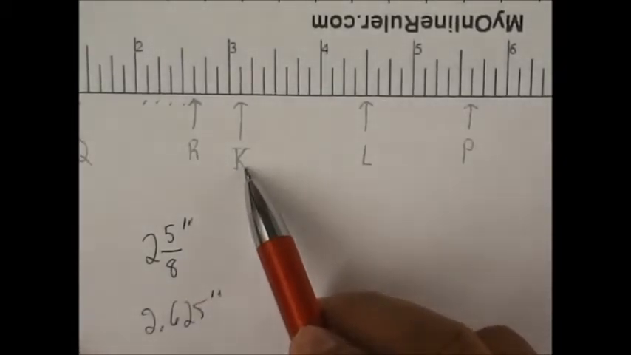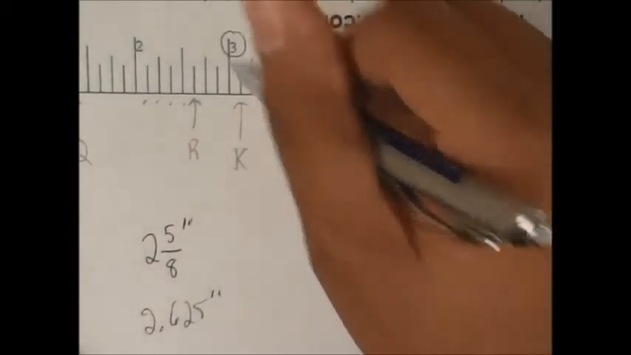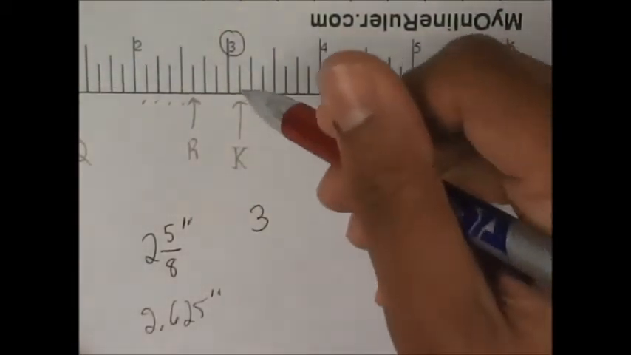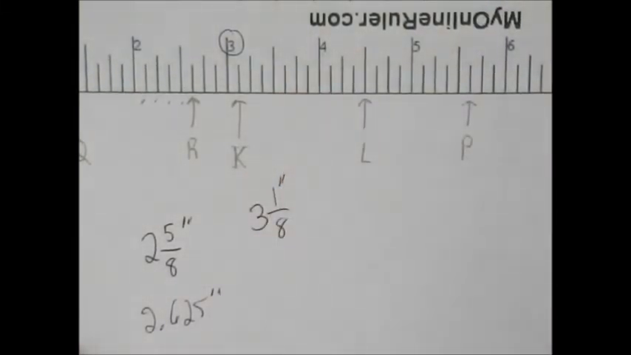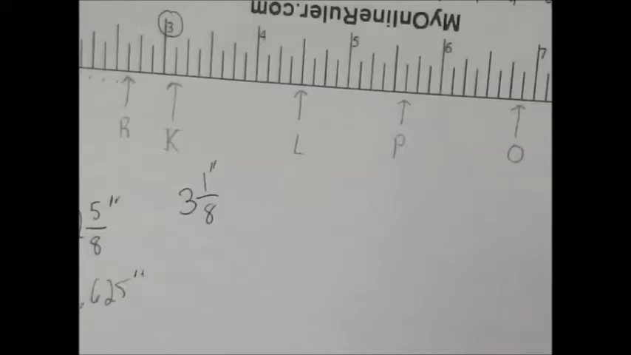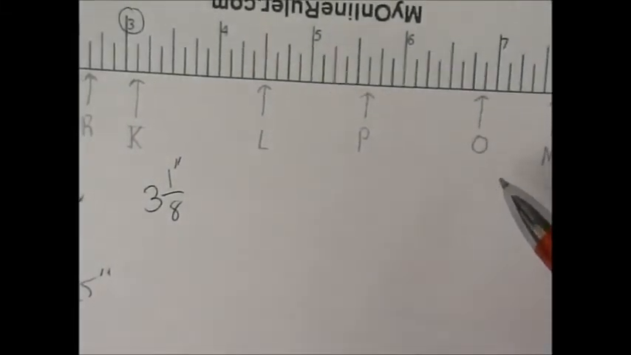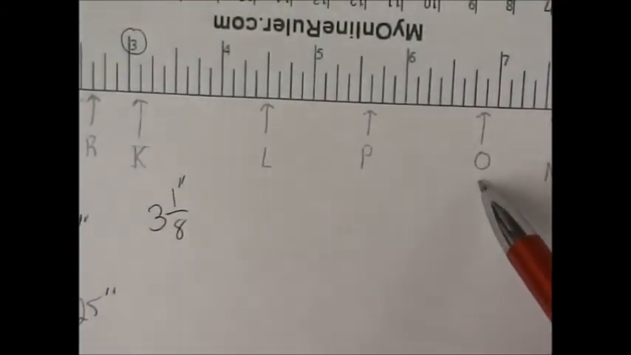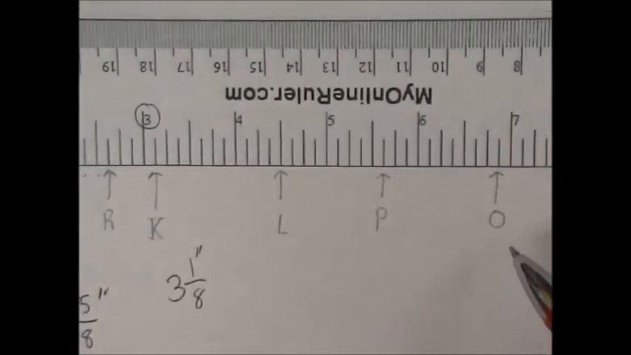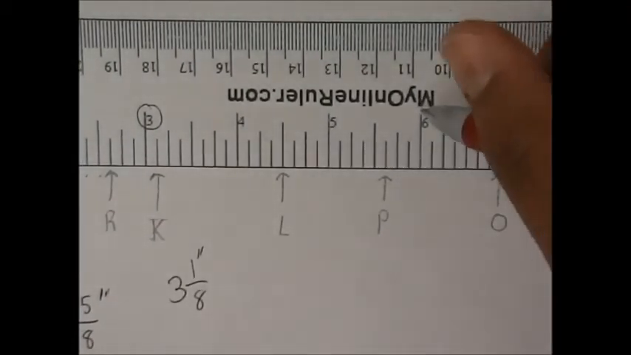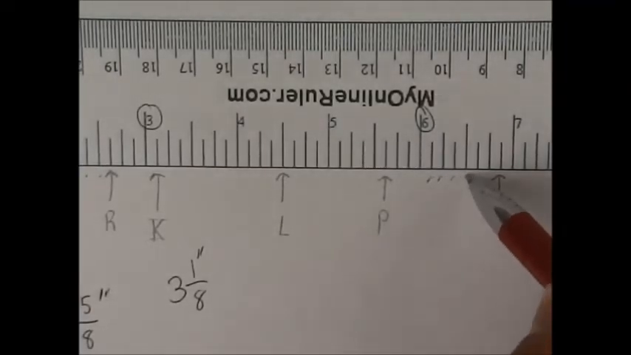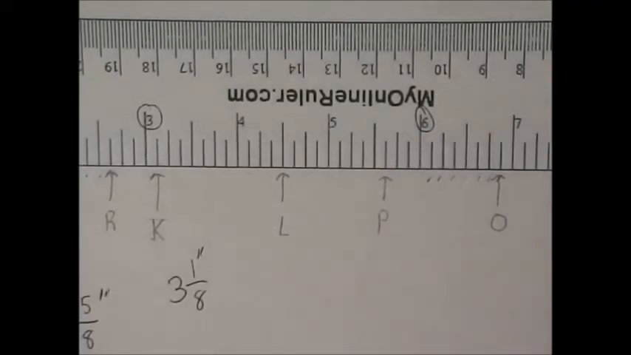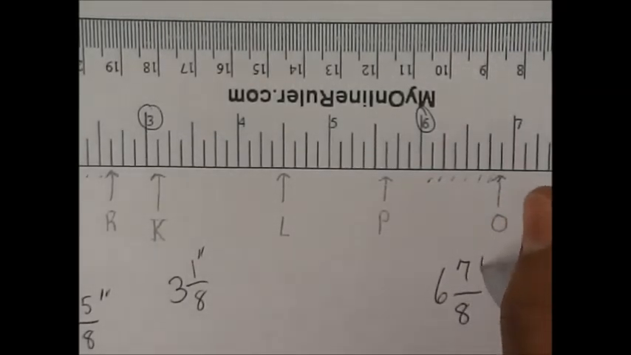All right, so the value of K, 3 inches. How many eighths? 1/8, so 3 1/8 inches. Okay. Let's do one more. Let's do O, and then we'll end the video here. So O is 6 inches. And how many eighths? 1, 2, 3, 4, 5, 6, 7. So O would be 6 7/8 inches.